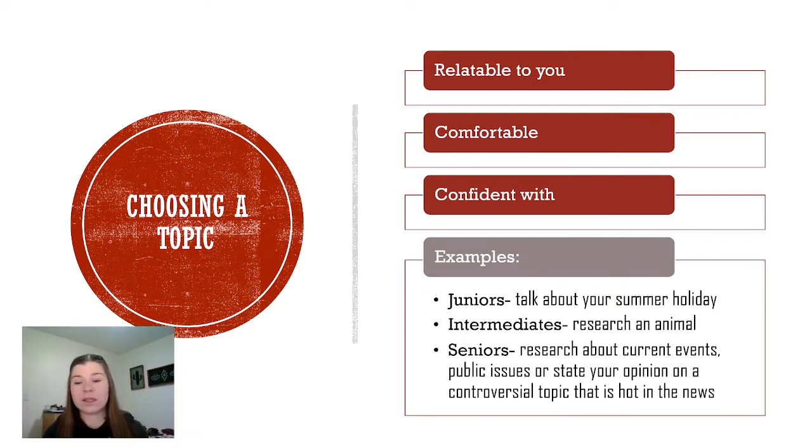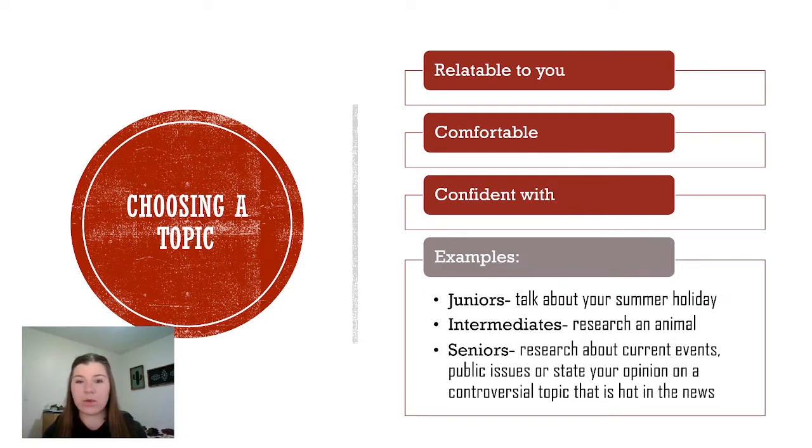If your topic is something that you can easily relate to, something that you are very comfortable with discussing, and something that you are confident or passionate about. So some examples I have here at the bottom of my slide are some topics for the different age groups within our 4-H program. Our juniors, some topics that you could choose to present about is your summer holidays. So that is something that you can easily relate to and that you should be very confident with because you went out and did that firsthand.